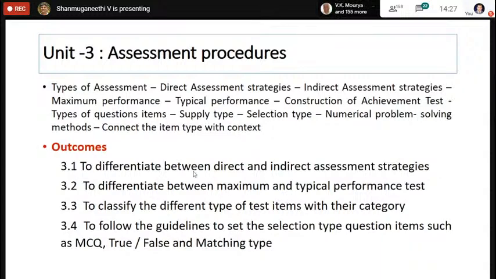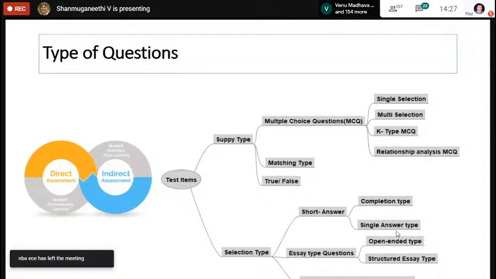So differentiate between direct and indirect strategies, differentiate between maximum and typical performance, classify the different types of test items in their category, and apply the guidelines to set the selection type and supply type questions. For example, I have here, you can see the test items, the supply type and the selection type. So this unit gives the detailed scientific principles behind each type of question paper.